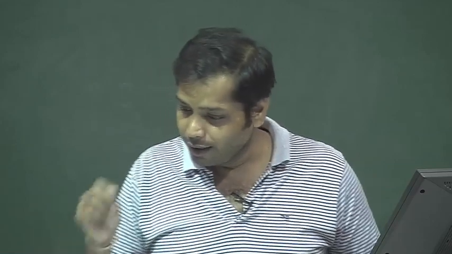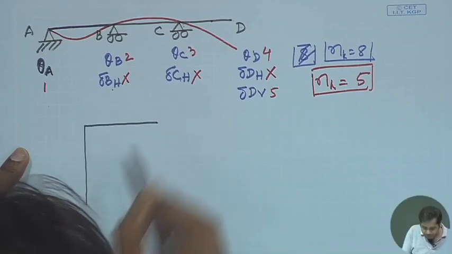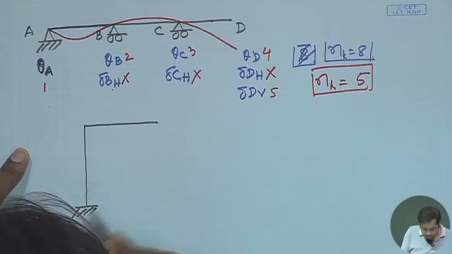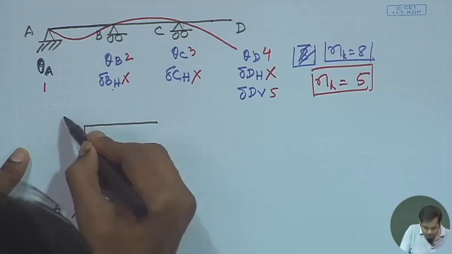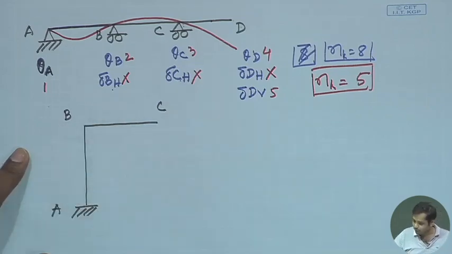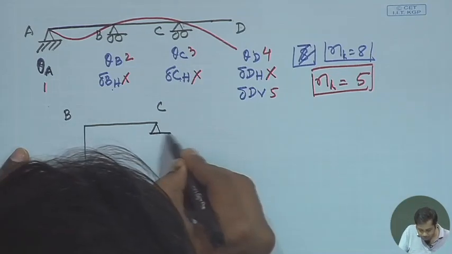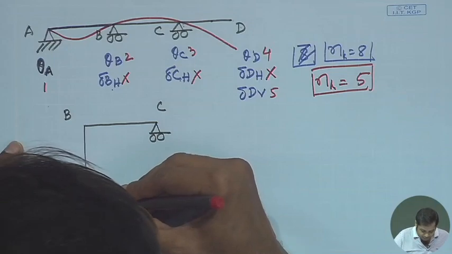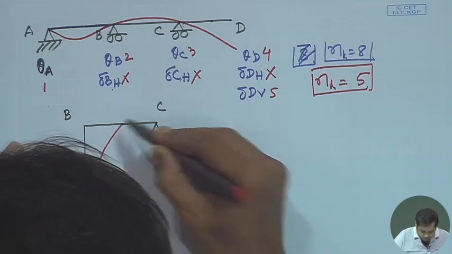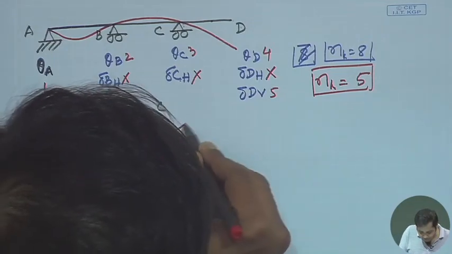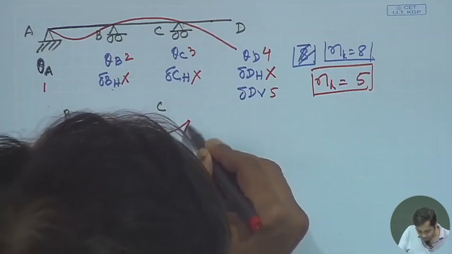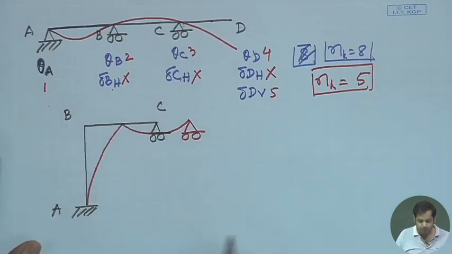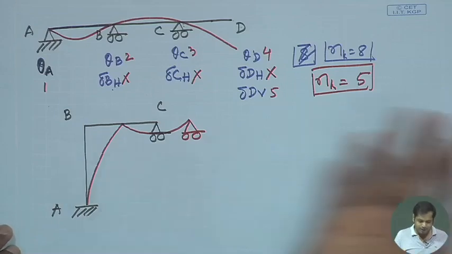Okay. Now take one example of a frame problem. Suppose this is a frame, and this end is a fixed end. This is A, this is B, and this is C. Okay. Suppose at C we have a roller support. Then what happens? Let us draw the probable deformation of the structure. It may become something like this, for some loading condition.